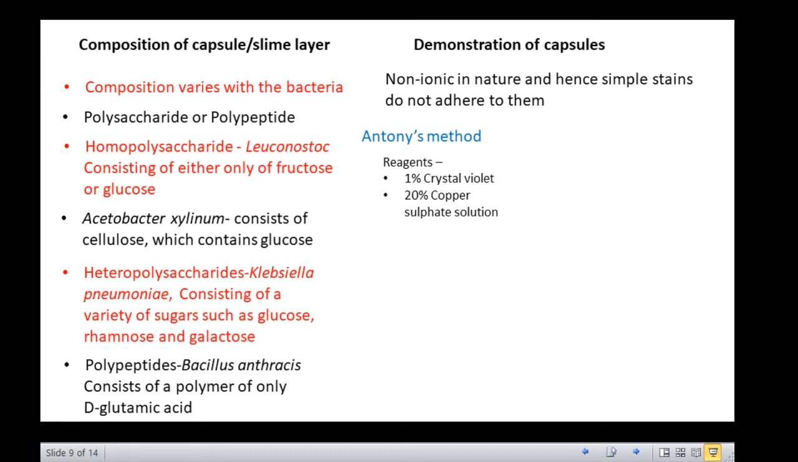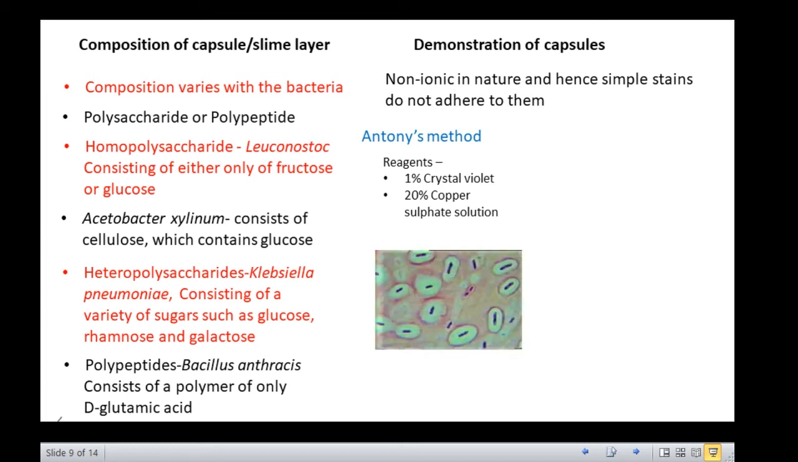Because of the non-ionic nature of capsule, it has a very low affinity for dyes. In this technique, crystal violet is applied, which stains the bacterial cell. On the application of 20% copper sulfate solution, osmotic difference is created, which causes diffusion of stain towards the outer surface of the cell. Copper sulfate acts as the decolorizing agent. It removes excess primary stain as well as the color from the capsule. At the same time, the copper sulfate also acts as a counter stain by being absorbed into the capsule and turning it a light blue color. Thus, the cells appear dark violet and the capsules pale blue.